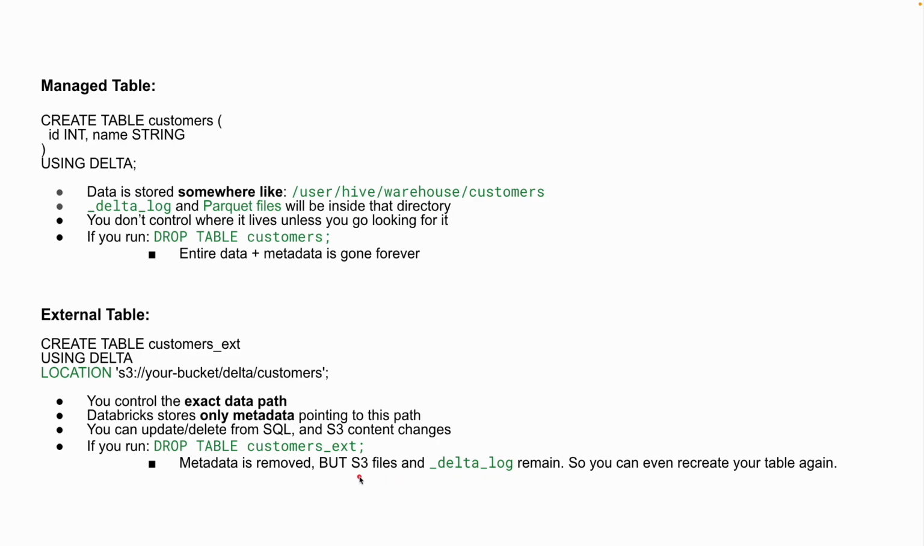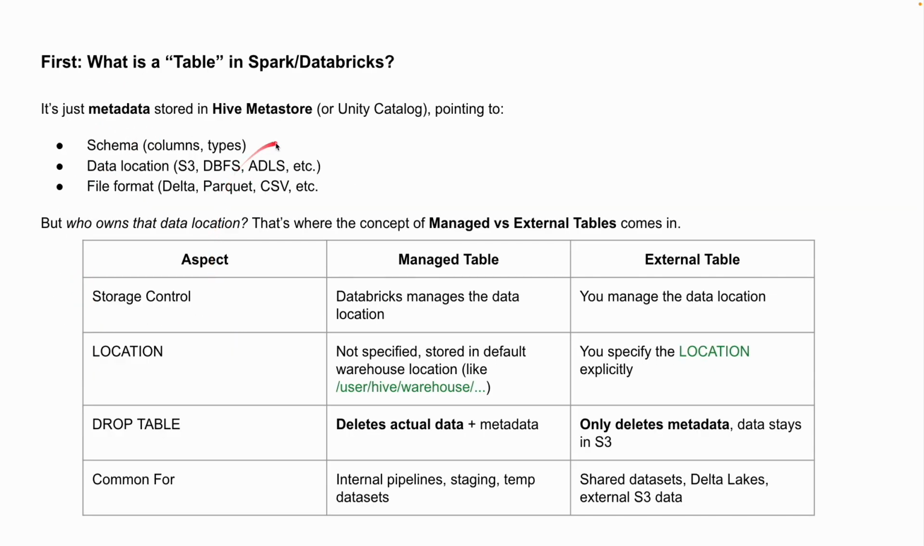So I hope now this gives you a basic idea of what is a managed table and what is an external table. Now if we go back again, it says it's just metadata stored in Hive Metastore or Unity Catalog. We will learn about Unity Catalog in our future videos. So metadata stored in Hive Metastore pointing to schema, data location, Hive file format. We have now discussed all these things, so this line should also be clear to you.